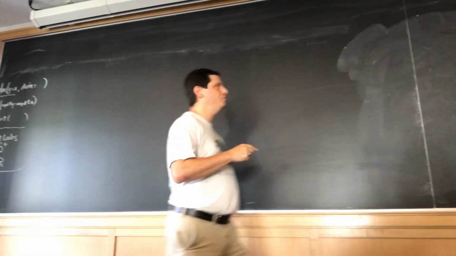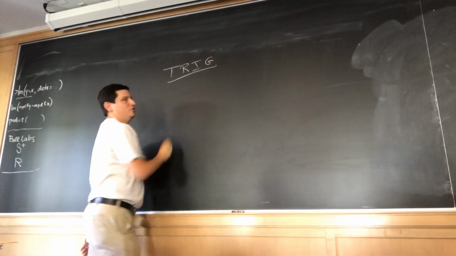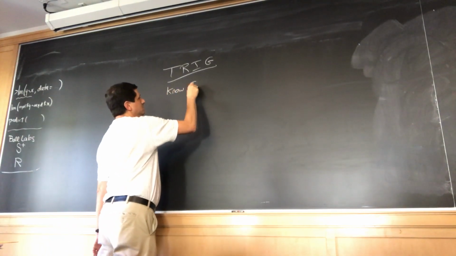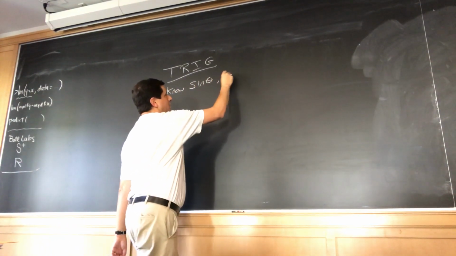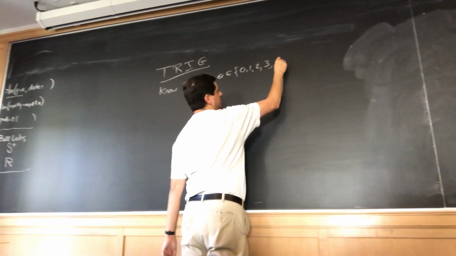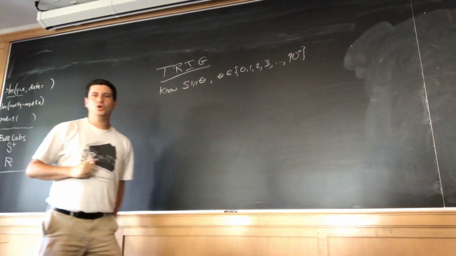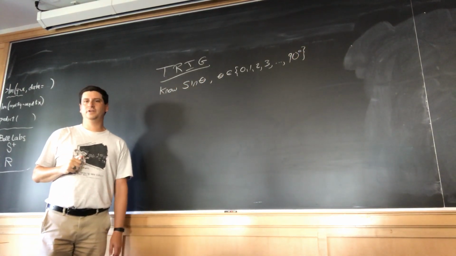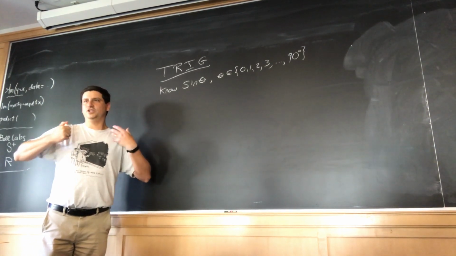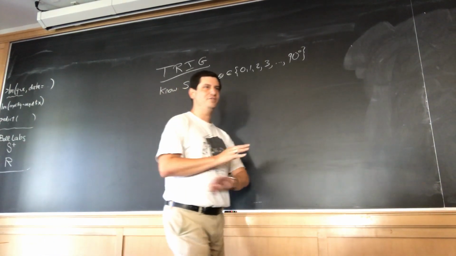All right, so trig. I don't remember exactly how it's phrased in the book, so I'll just do something similar. So imagine you know sine of theta, where theta is in 0, 1, 2, 3, let's say 90 degrees. Should we ever do trigonometry in degrees? There's no reason ever to do trigonometry in degrees.